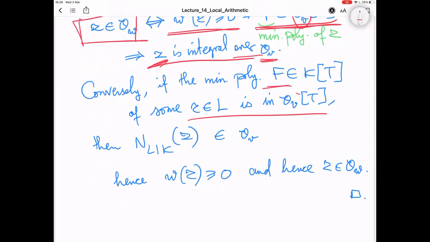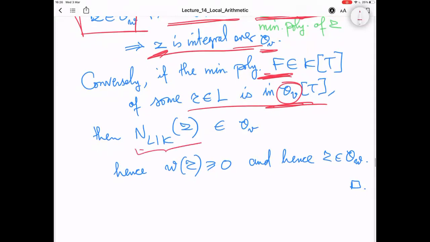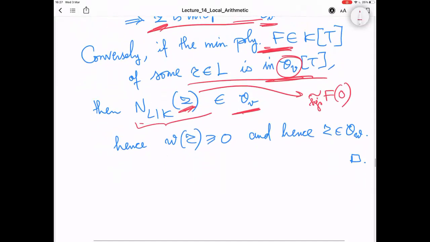Something is integral over OV means that its minimal polynomial has coefficients in OV, which means that the norm of this element Z is going to be in OV, because this norm is basically just the F0, where F is the minimal polynomial, right? Up to sign, it's F0.